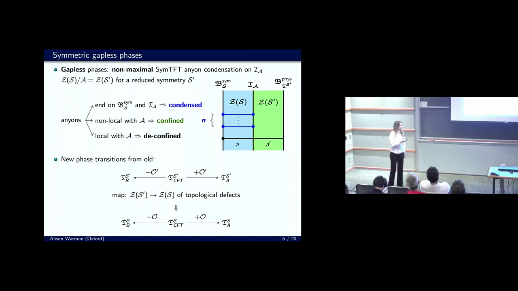So in examples, we will see S prime is, as I said, very simple. It's Z2, and we have the Ising CFT, but then we will get some S-symmetric CFTs where S is a much more complicated fusion category, for example, Rep D8, which is non-invertible.